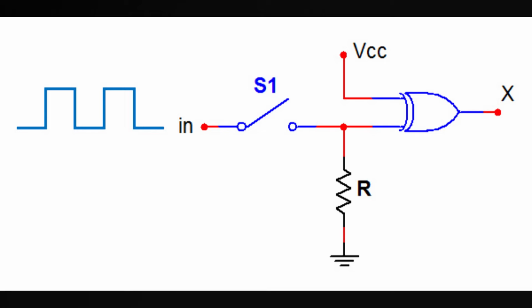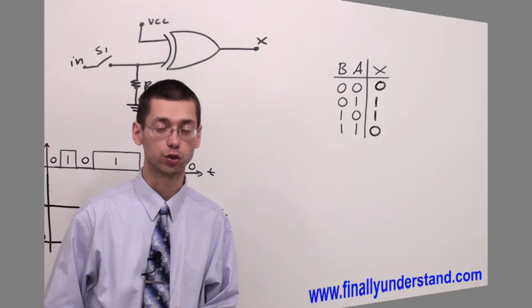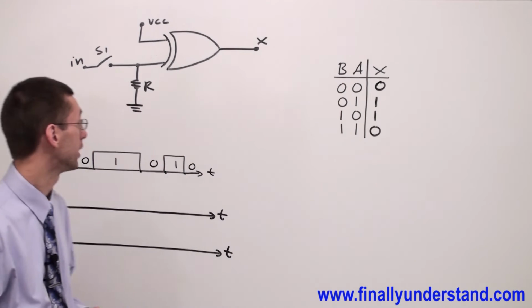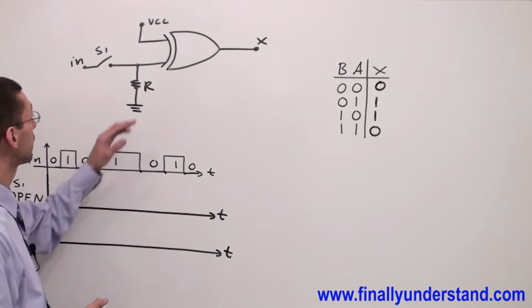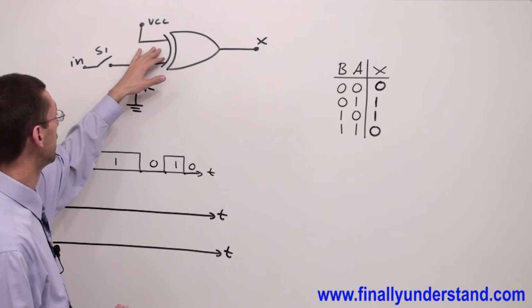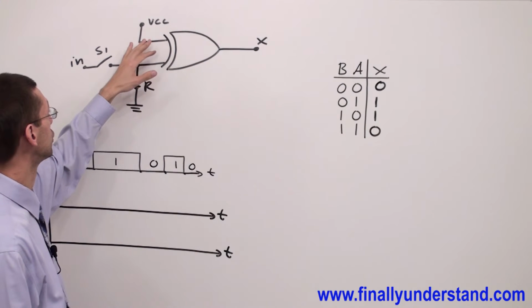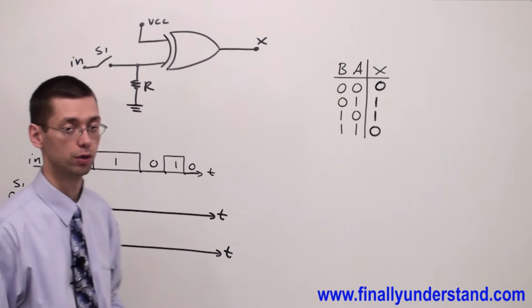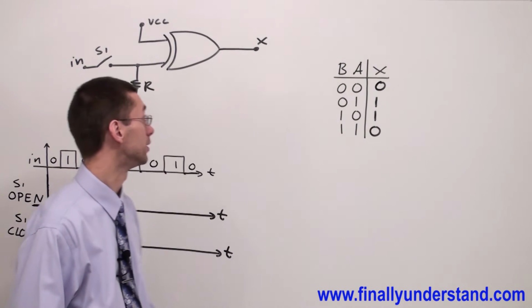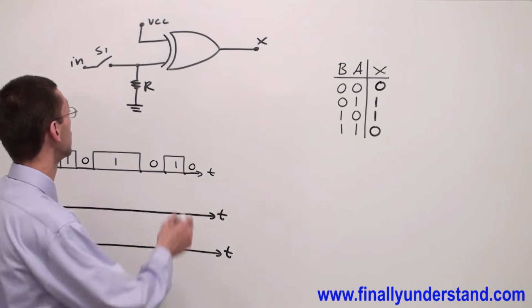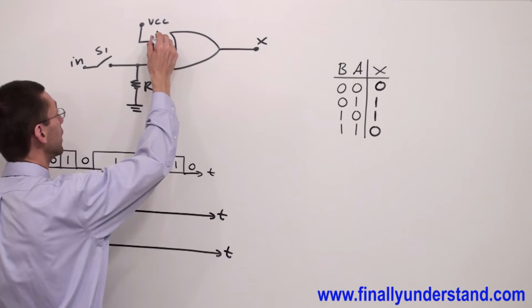We have another example on the board. Again, we're supposed to determine the output waveform when the switch is open and when the switch is closed. Look at the first input of my exclusive OR gate. It's connected directly to VCC. It means that this input is always receiving logic 1.